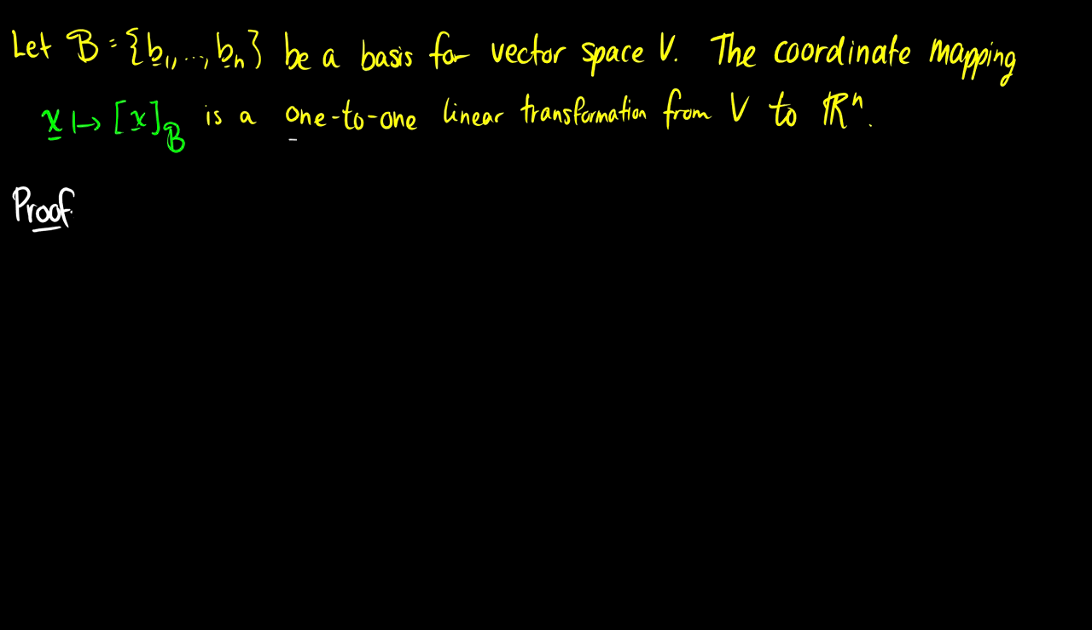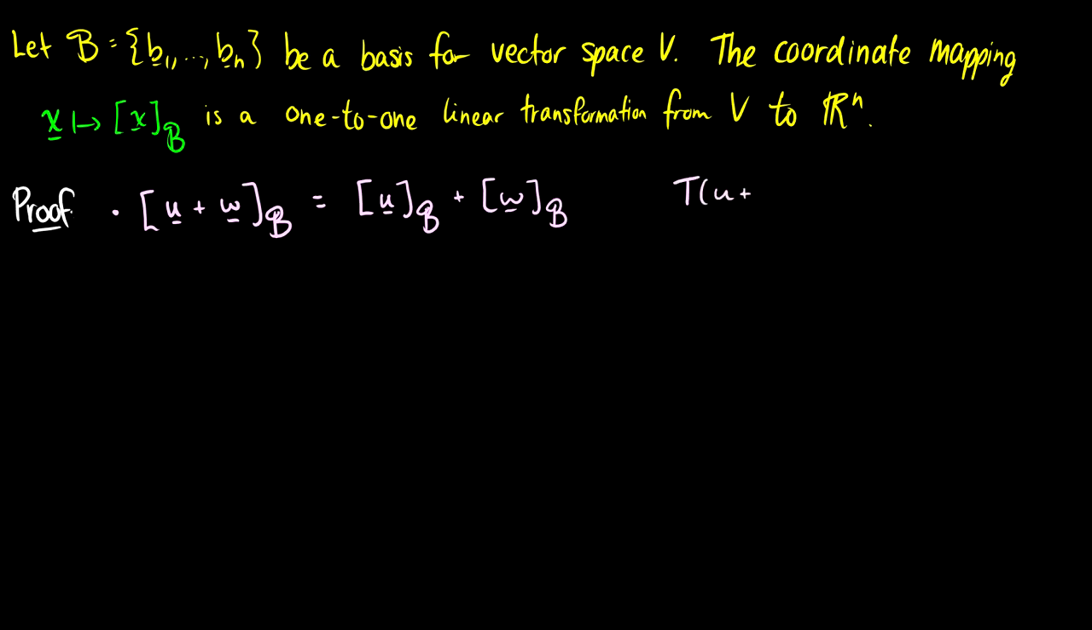And then later we'll do one-to-one. Okay, so linear transformation. There are two requirements for a linear transformation. The first one, we need to show that if we have vectors u plus w relative to B, this is the same thing as the vector u relative to B plus the vector w relative to B. So again, this is kind of like saying T of u plus v is equal to Tu plus Tv, except we're just using different notation.